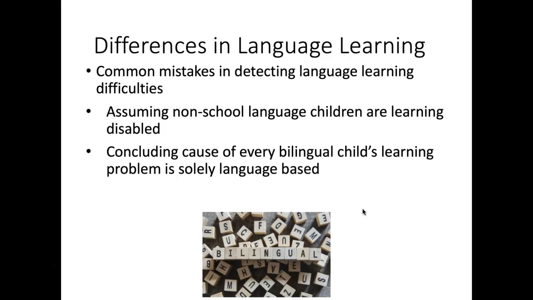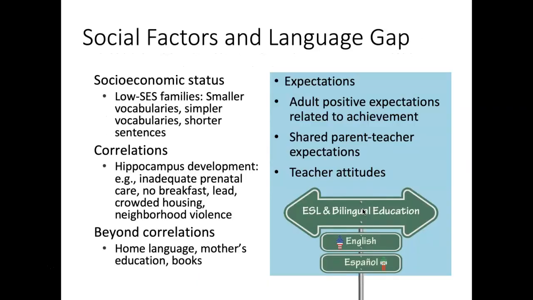The second mistake is concluding the cause of every bilingual child's learning problem is solely based on their language. Sometimes there is a learning disability. Sometimes there is something where a child needs more assistance in some way. So comprehension of a child's home language and comprehension of child development are both really critical when we're working with and assessing children who have English as a second language.